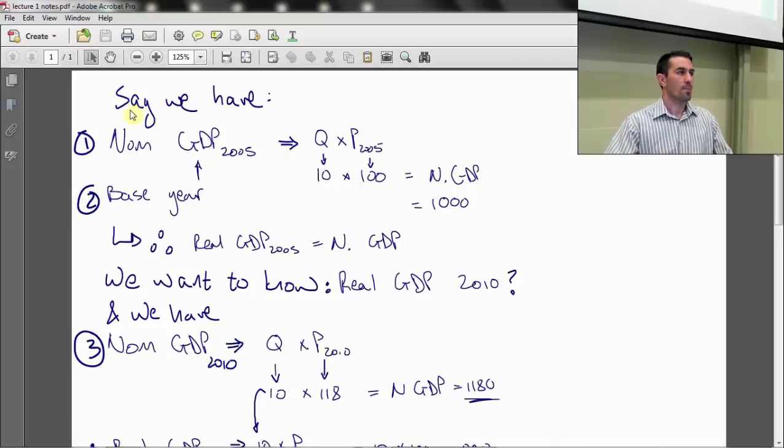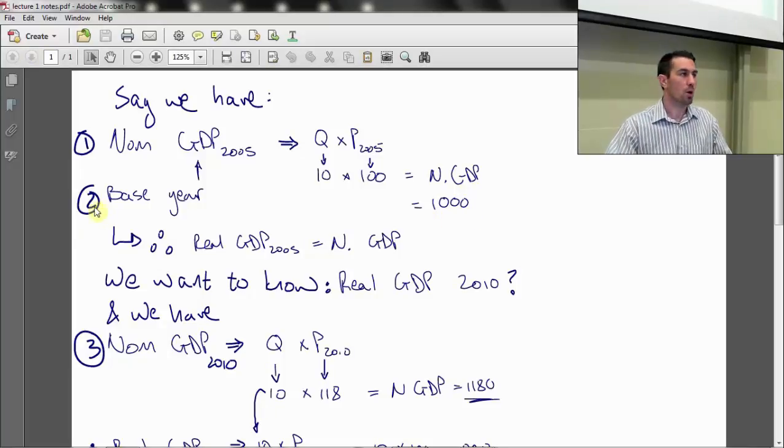So, say we have nominal GDP for the year 2005. We calculate our nominal GDP as quantity times the price level in 2005. We said imagine the quantity of goods sold was 10 and the aggregate price level was 100. Then our nominal GDP would be a value of 10 times 100, which is 1,000.